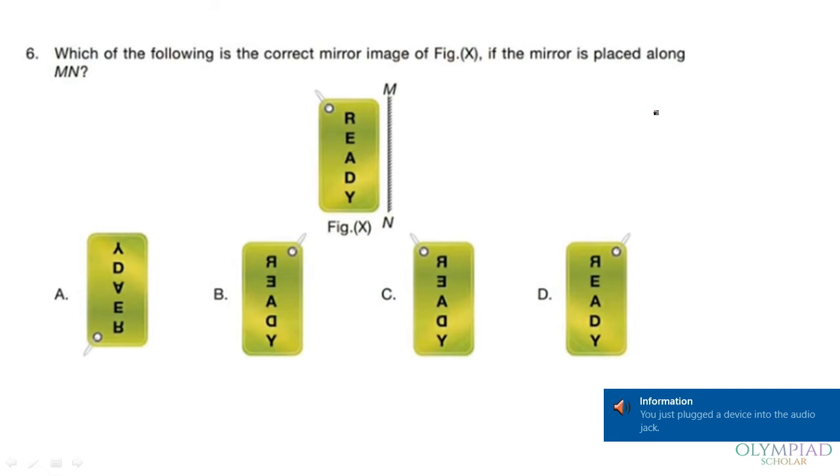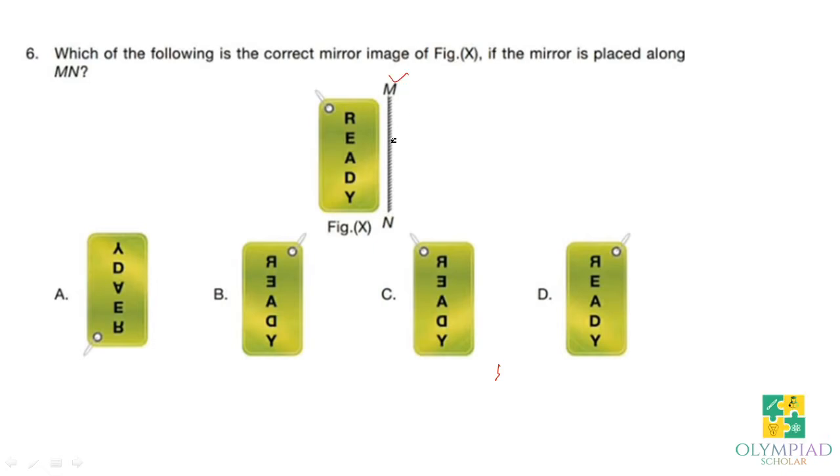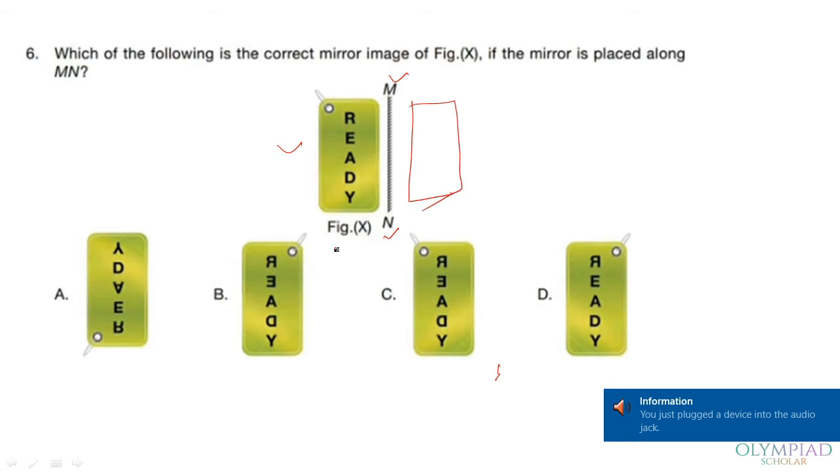Which of the following is the correct mirror image of figure X if the mirror is placed along MN? So here it is given that this is the mirror MN and this is the object, and you have to find the mirror image, which will be placed on this side. The image will be found on this side as the mirror is MN. So you can check it.